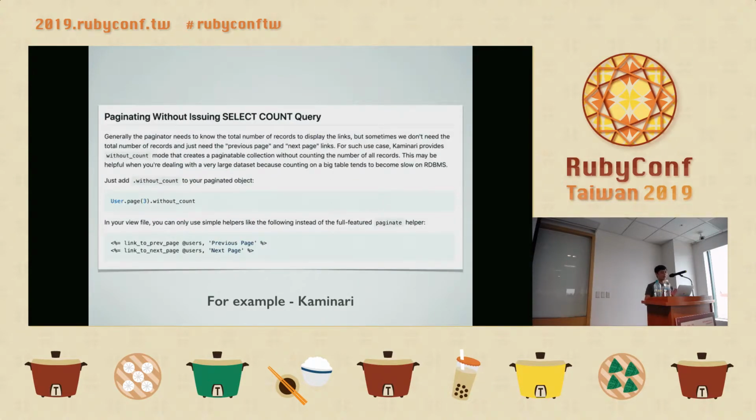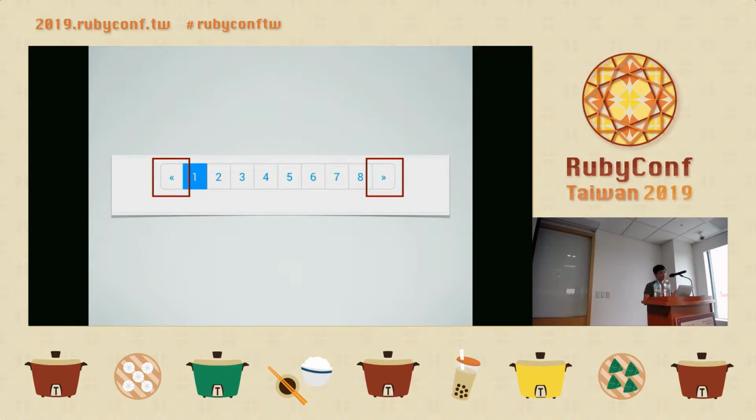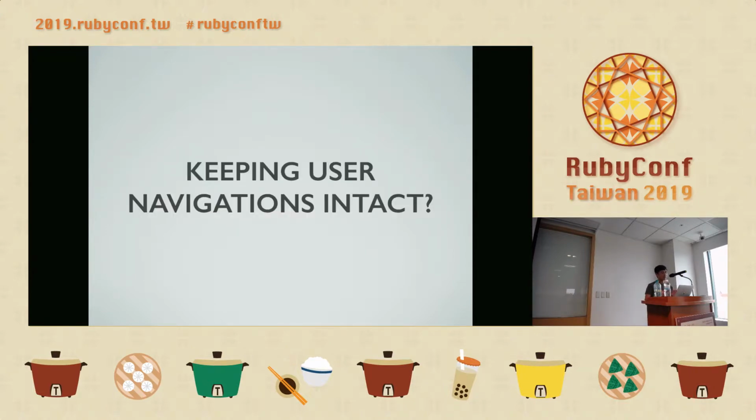For example, when I look at the Kaminari gem, it has an implementation without issuing a count query, but only keeping the previous and next pages in the view. I suppose we can actually show the number of page collections we currently have. What I really mean is that we only have those two buttons, previous and next, showing to the users. But what about the total pages that the user is currently navigating? And of course, the current page number. So I wonder, is there a way to keep the user navigation intact, but not impact the overall site's performance?